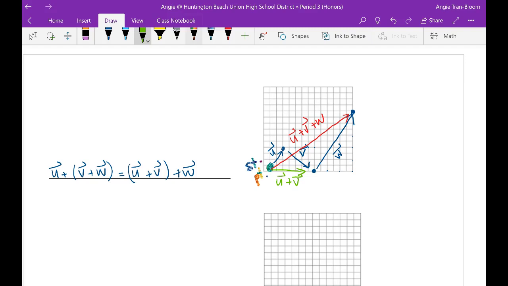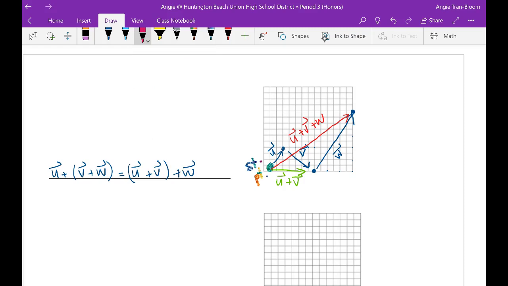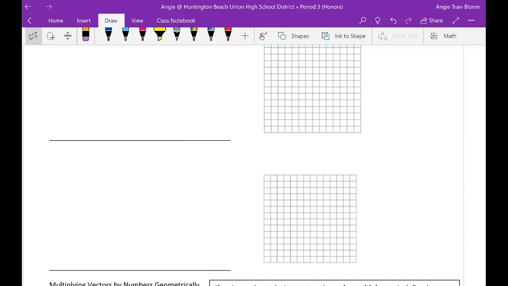Now I'm going to use another color to demonstrate where V plus W is. V was here, and W ended right here. So this right here in that color is V plus W. But U plus V plus W is the red one, from wherever the starting point is to where the end one is. We'll stop at these last two.